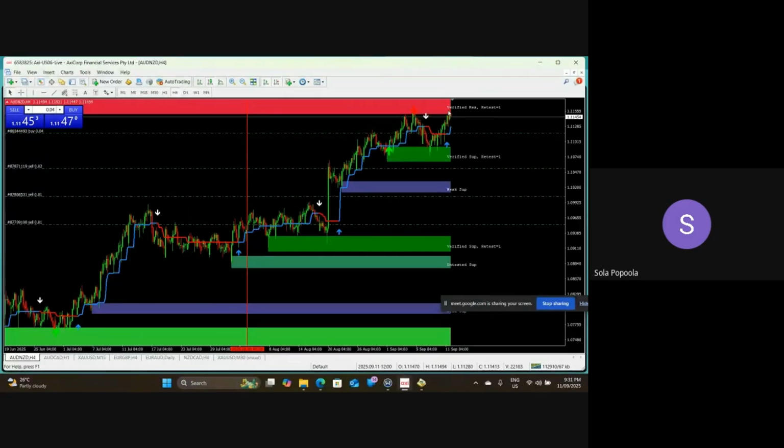Now, look at it here. On the 4 hours, this is what I want to see. Look at price entering this zone. This is a verified resistance zone. And what happens in verified zones? Look at when price entered this zone. What happened? It came down. Price has entered it again. There is a high probability that it will come down from here. Mark my words, probability.